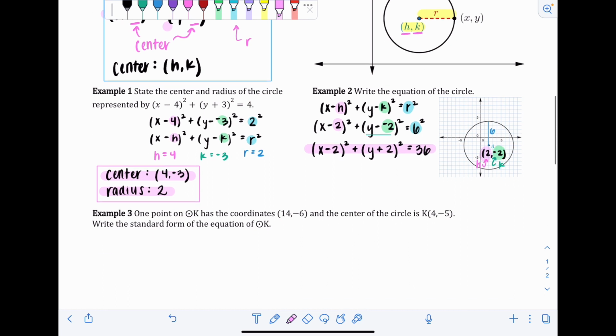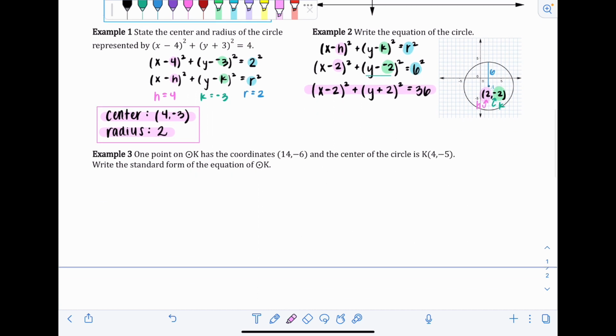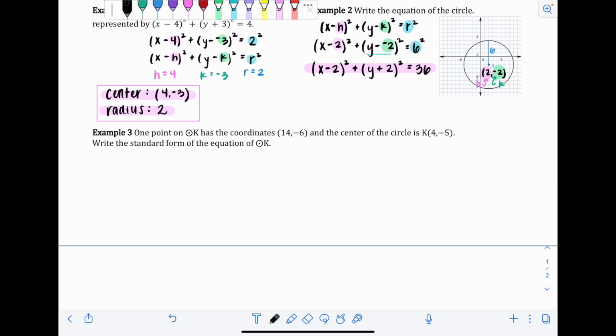Okay, so moving down to example 3, this is the last one. One point on circle K has the coordinates (14, -6), and the center of the circle is K, which is (4, -5). Write the standard form of the equation of circle K. Okay, same thing, I'm going to start with our formula. So it's (x minus h) squared plus (y minus k) squared equals r squared.